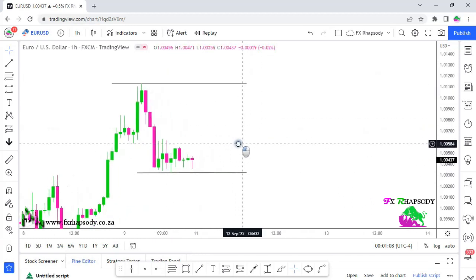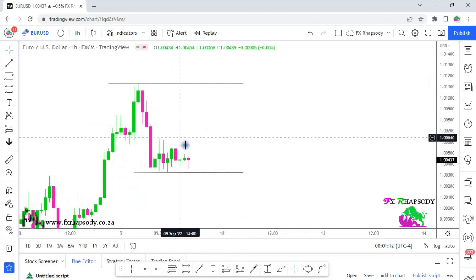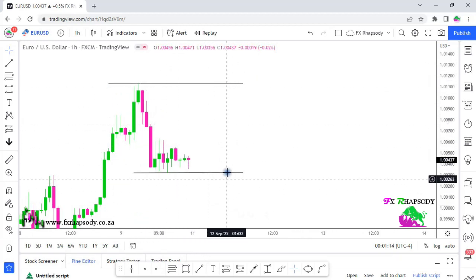So if we want to see continuation upwards, I want to see this area being broken. If there's continuation downwards, I want to see this area breaking in the market. So let's look at the COT reports.